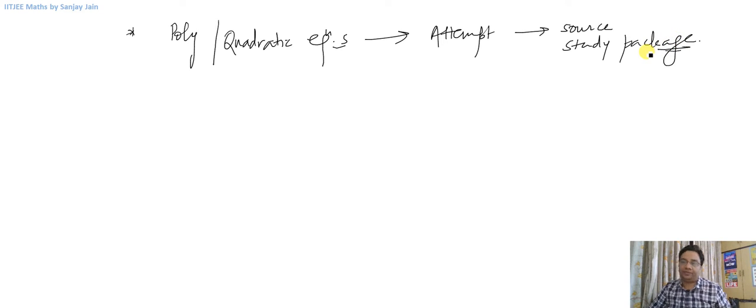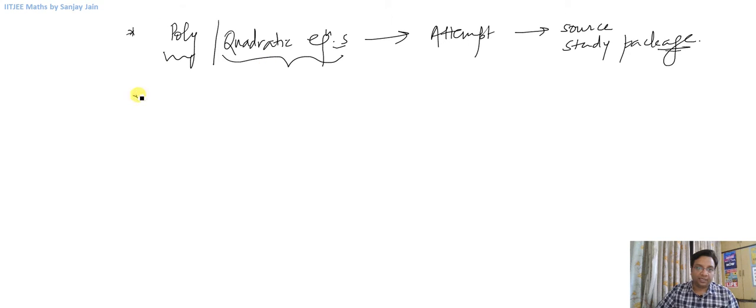Even if you are in 10th class, you can attempt JEE Main questions of previous years after watching all the lectures of polynomials as well as quadratic equations, because some of the topics will be covered in polynomials and the rest of the topics will be covered in quadratic equations. So you have to watch both the playlists before attempting any question or before feeling confident. Then you will feel confident about every question that you will have.